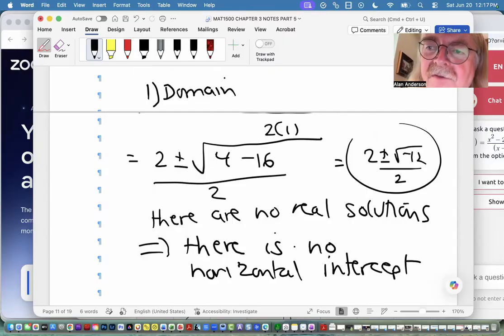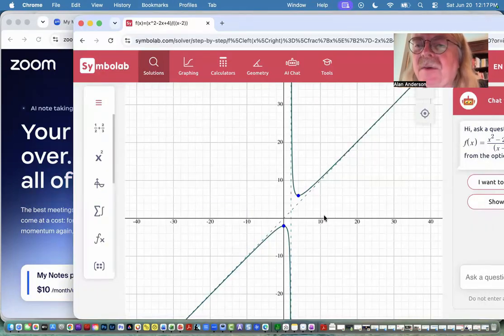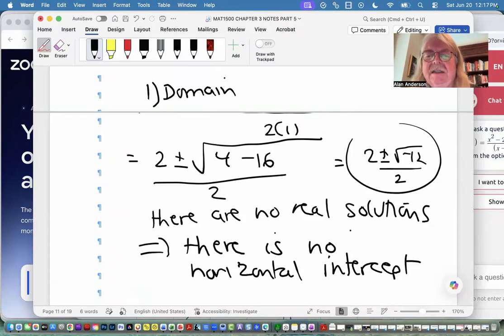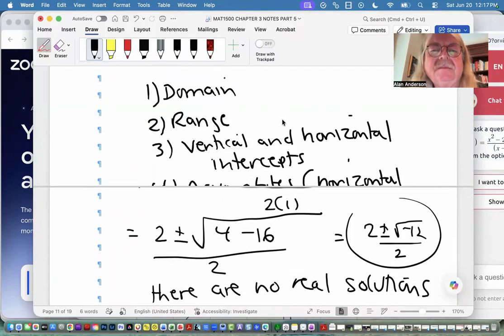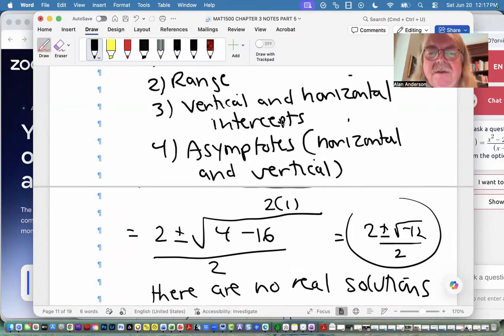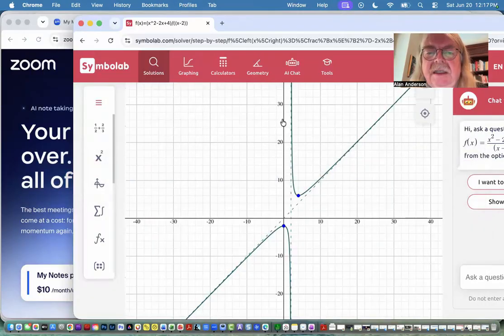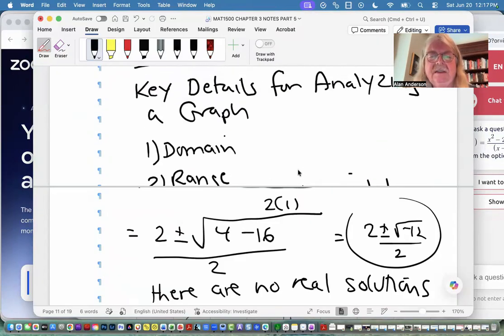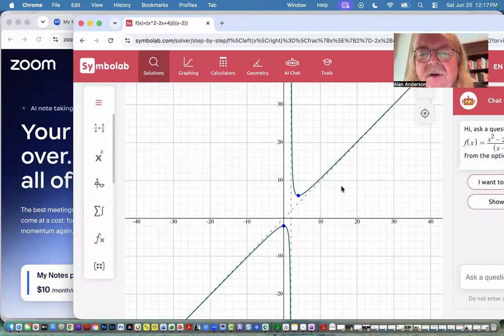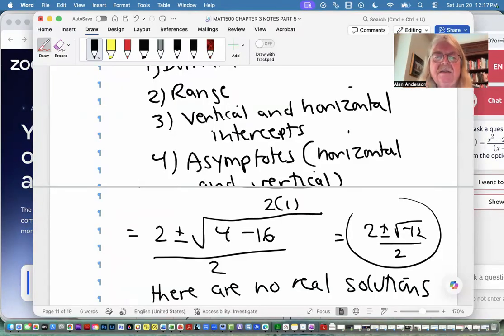Wow. Okay. So they pulled a fast one on us again. No intercepts. You can see from the graph that there aren't any. All right, so that's good. Asymptotes. Well, let's see. We've already seen there's a vertical asymptote at x equals 2. There doesn't appear to be a horizontal asymptote, though. All right, so that'll do.